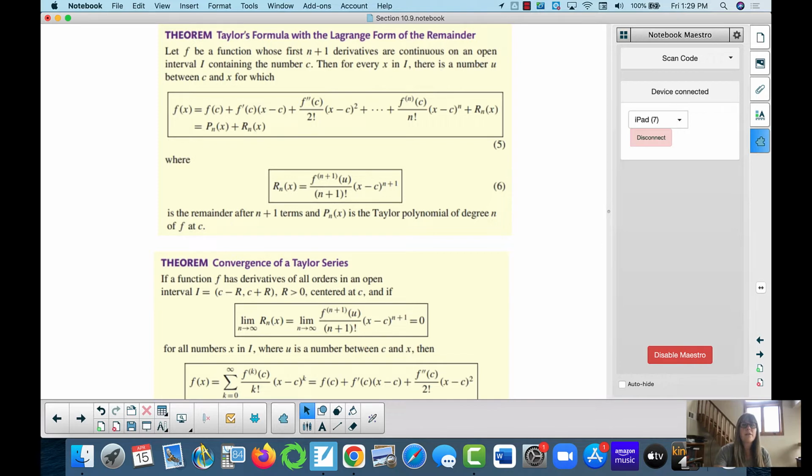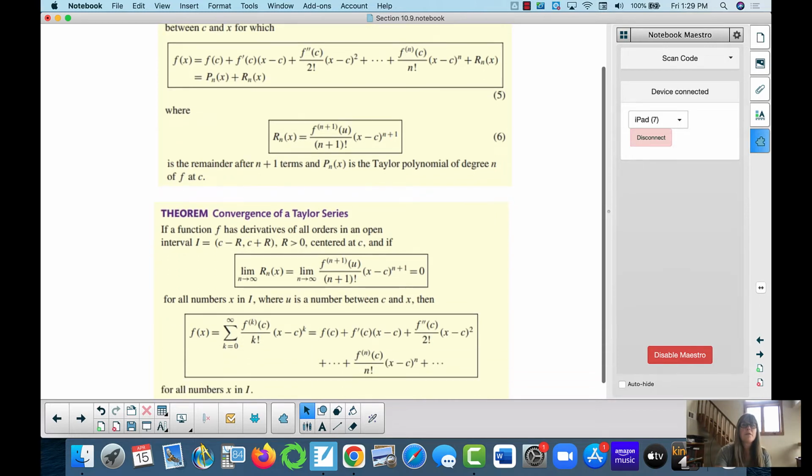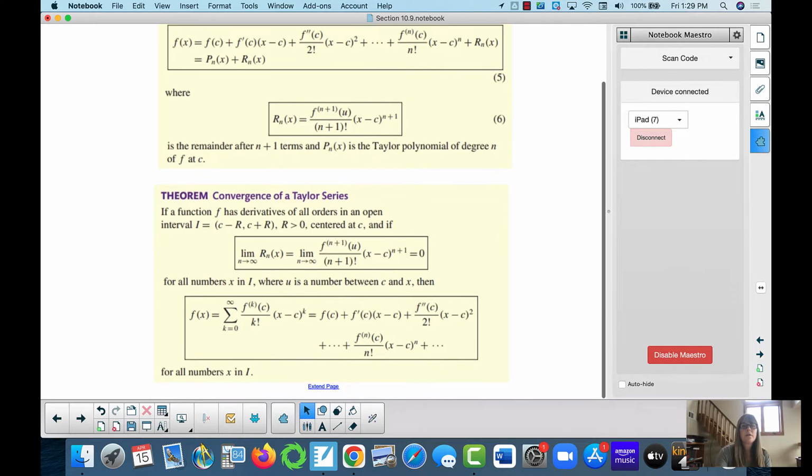And so that's what this theorem says, that if we use this formula, we get a Taylor series with a remainder. If we can show that that remainder goes to 0 as n approaches infinity, then we can show that that Taylor series actually does converge to the original function that we were looking for. So that remainder is f to the n plus 1 of u over n plus 1 factorial times x minus c to the n plus 1. And u is going to be a number between 0 and x.